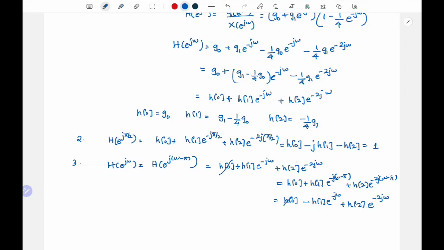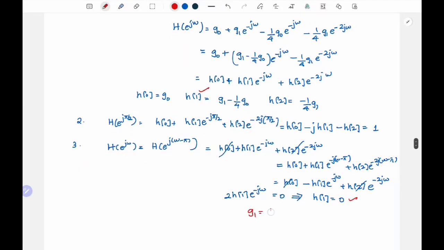So if you see, these terms will cancel. And if I take this to the right hand side, I'll have 2 h of 1 e^{-j omega} equal to 0, which implies that my h of 1 equals 0. So this one and this one I can get: my g1 is equal to 1 by 4 g0.